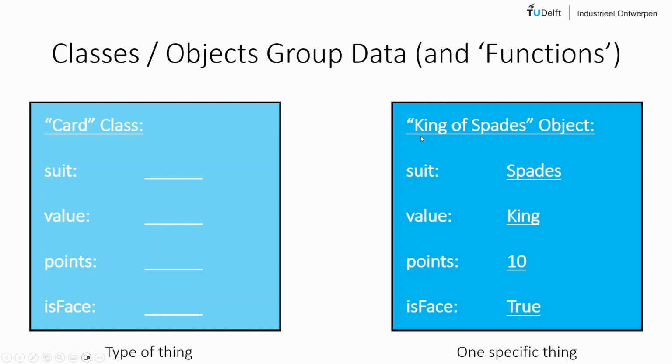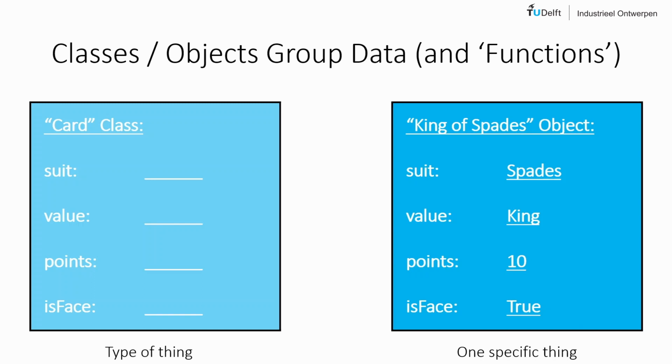So here I'm illustrating the King of Spades object, where the suit instance variable is spades, the value instance variable is king, the points one is 10, and the is face is true, because the king is a face card, of course. So basically, the class defines the type of thing that we're dealing with, and then the object is one specific thing of that type. So not too bad, I hope, right?